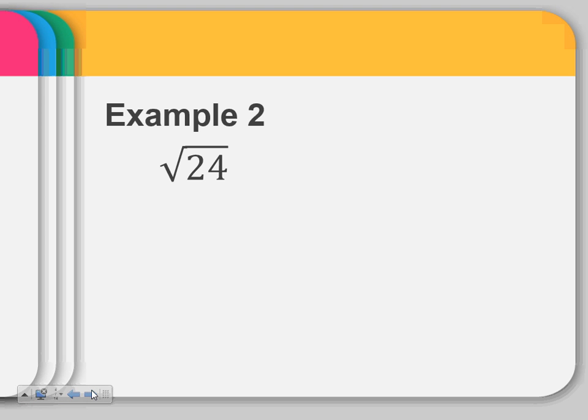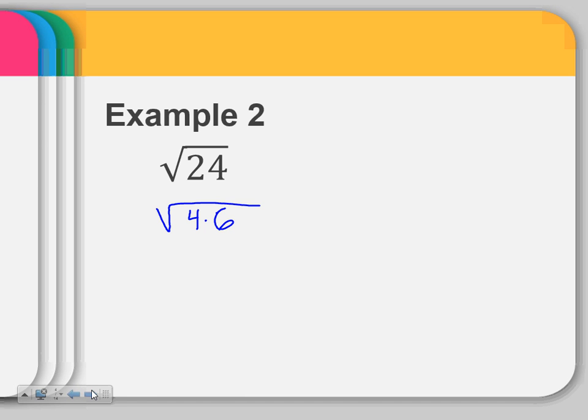Let's look at the square root of 24. Look at your list and tell me which perfect square goes into 24. Four. Why don't I use 4 times 6? Everybody agree? I'm going to break it apart into 4 times 6. Why don't I use 12 times 2 or 8 times 3? The whole point is I'm going to find one that's a perfect square and take the perfect square out of it.